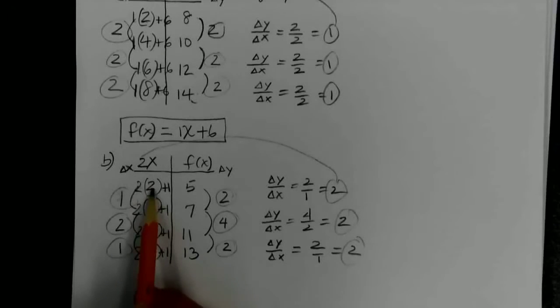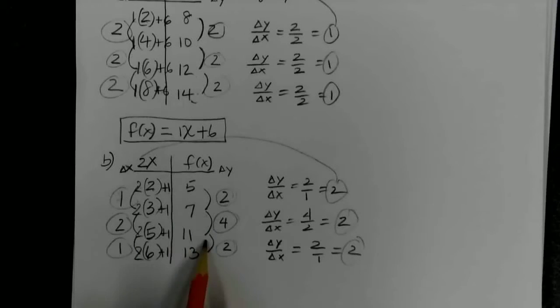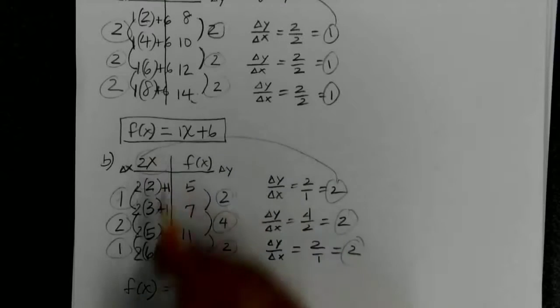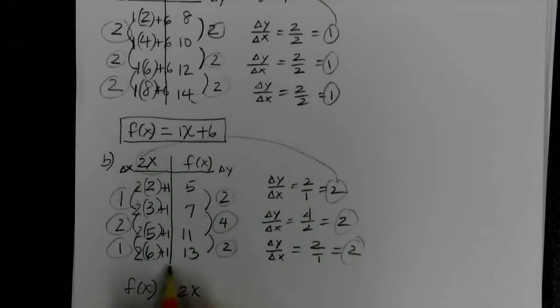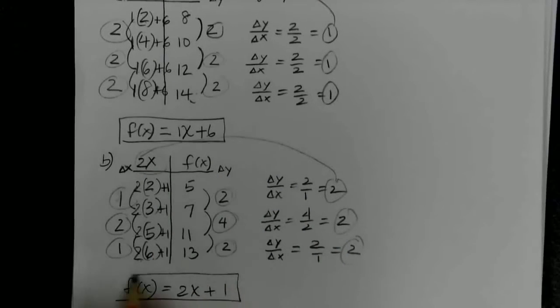I'm going to do that to all of them and see if it gives me the same y values. 2 times 2 is 4, plus 1 is 5. 2 times 3 is 6, plus 1 is 7. 2 times 5 is 10, plus 1 is 11. And then 2 times 6, which is 12, plus 1 is 13. So you can say that the function rule f of x is equal to 2x plus 1.